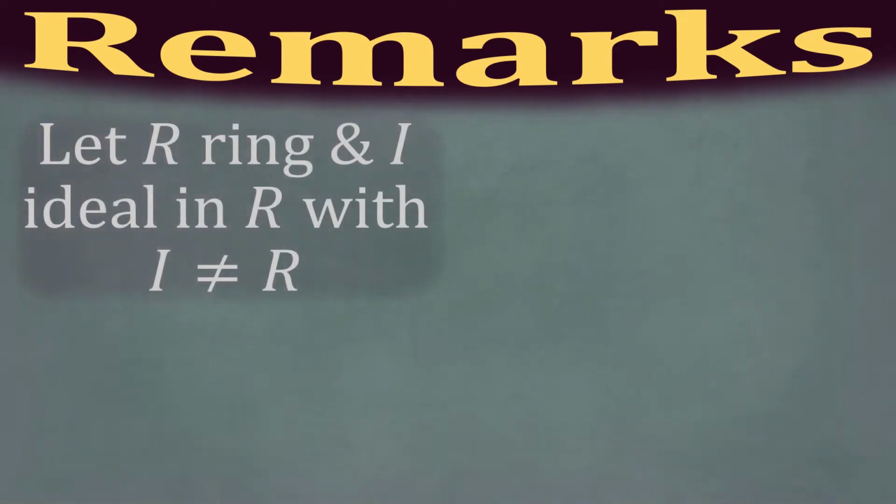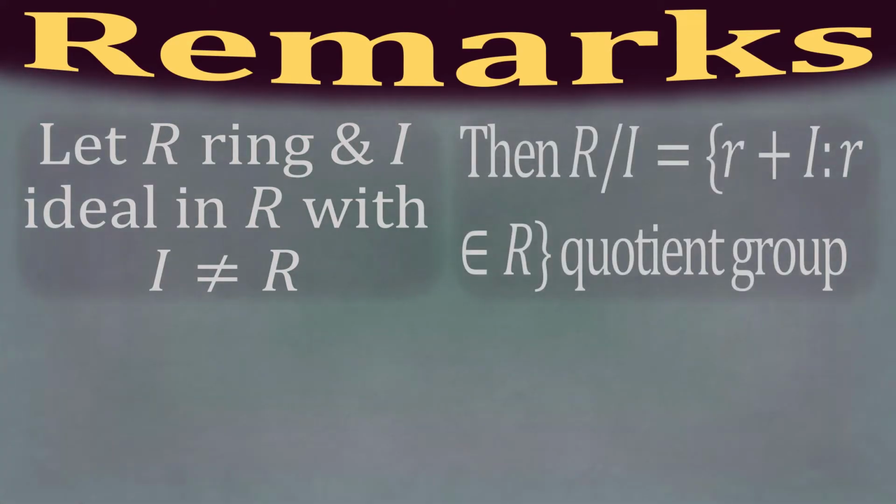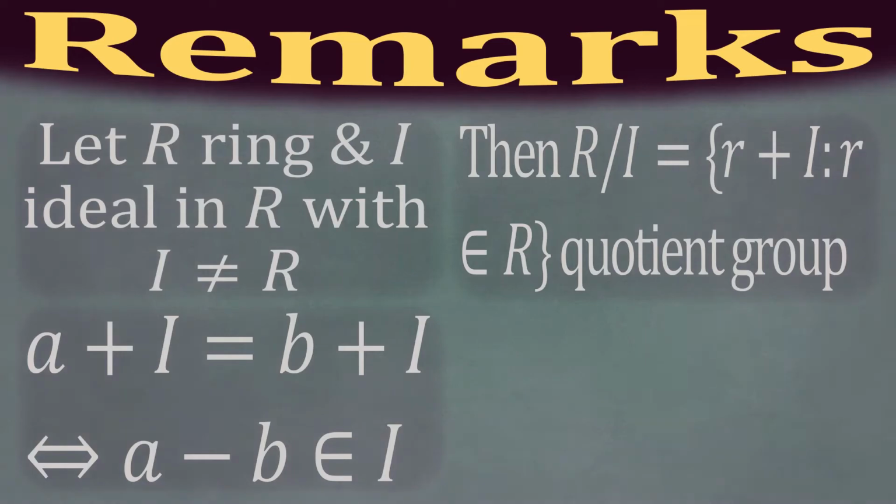Now we want to move on to quotient rings, so let's first make some remarks. Let R be a ring, and let I be an ideal in R with I not equal to R. Then R over I, which is the set of all r plus I where r is in R, is a quotient group. Also, a plus I is equal to b plus I if and only if a minus b is in I. Therefore, let's define the quotient ring.